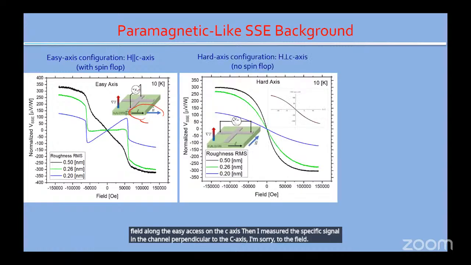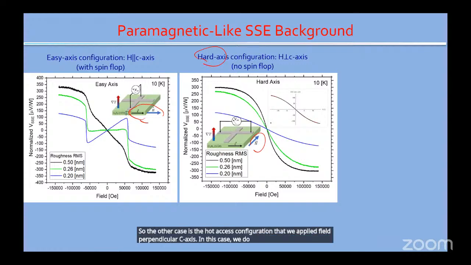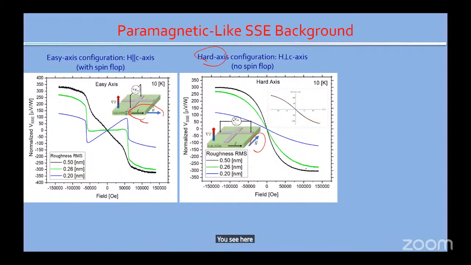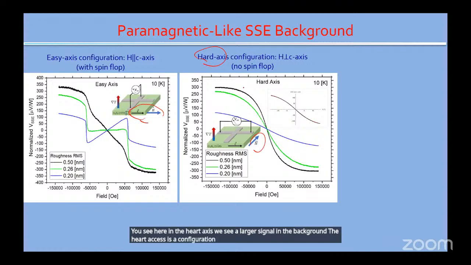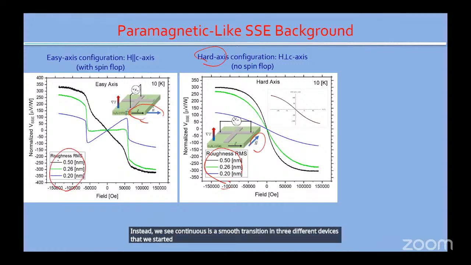The other case is the hard axis configuration, where we applied the field perpendicular to the c-axis. In this case, we do not induce a spin flop transition. You see here in the hard axis, we see a larger signal, the background. The hard axis is a configuration where we do not see an abrupt spin flop transition. Instead, we see a continuous, smooth transition in three different devices.